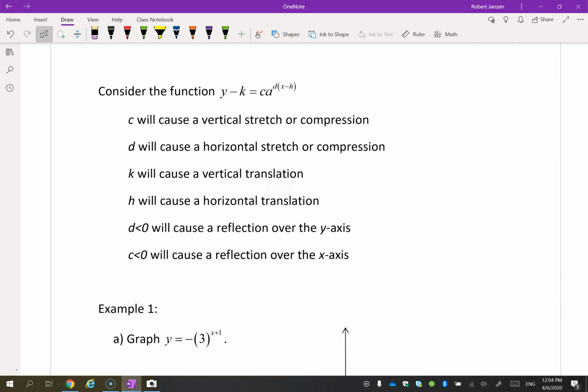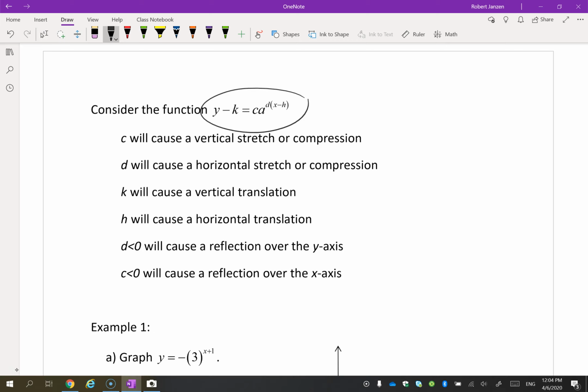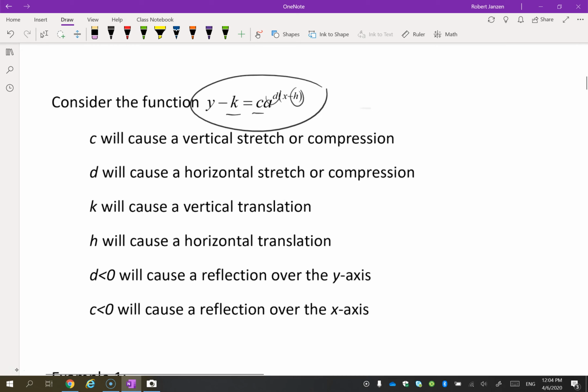Alright, so what we're going to do now is this. Now you can see all those values, k, c, d, h. We've used other values. I think we used a, b, c, d when we were doing the sine and cos function. Okay, but the letters don't mean anything. It's what they do that's important.